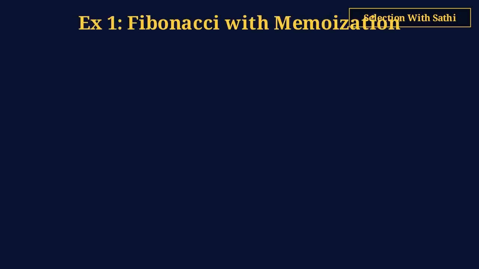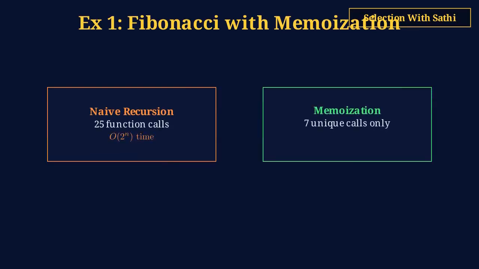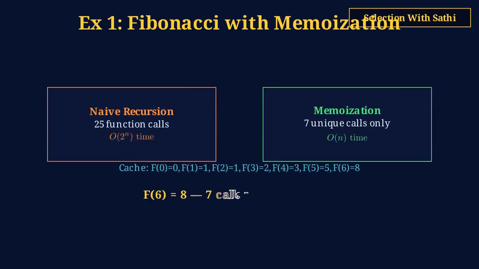Let us compute Fibonacci of 6 with memoization. Naively, f(6) calls f(5) and f(4). f(5) calls f(4) and f(3). Notice f(4) is already being computed above. The naive tree has 25 total calls with massive duplication.